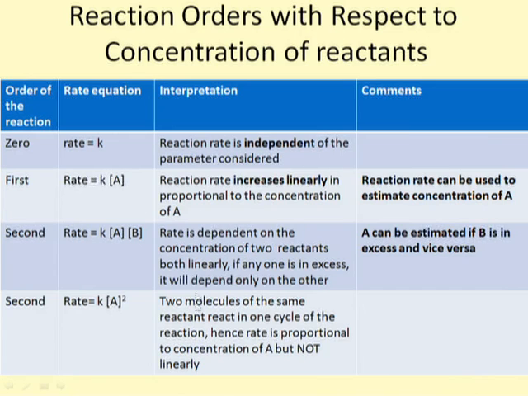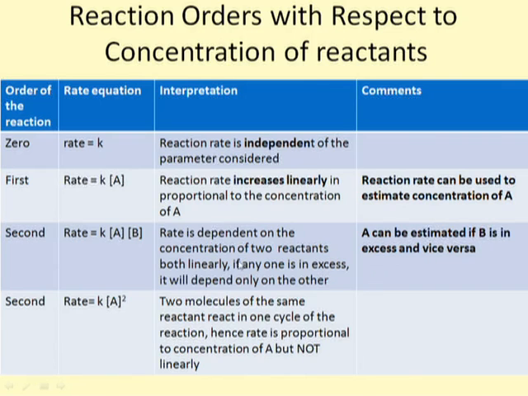The important inference from this type of understanding is that if the reaction rate is linearly proportional to the concentration of A, the reaction rate can be used to estimate the concentration of A. So if we have a rate of X, we can determine the concentration of A either from knowing the K value or by plotting a graph whereby we can estimate the concentration of A. In the second order reaction of this kind also, A can be estimated if B is in large excess, and vice versa, B can be estimated if A is in large excess.